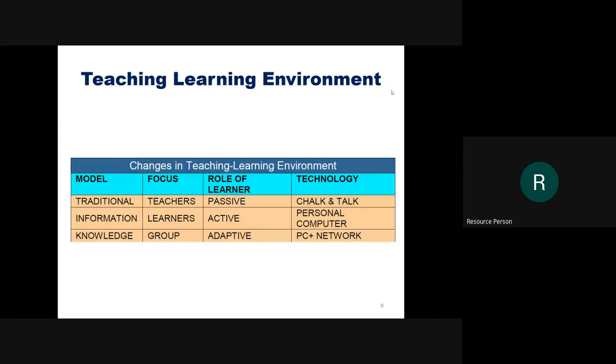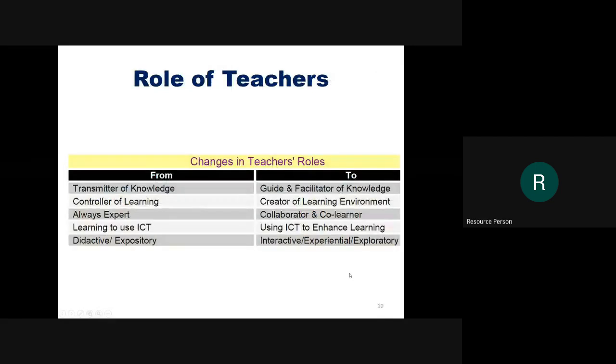That is what changes are happening through the use of ICT in the teaching-learning process. Then, how is the role of the teacher changing? In the traditional model, Guruji was the transmitter of knowledge. If you missed the class of Guruji, you were gone. But it is changing to guide and facilitator of knowledge. In the 21st century, teachers, instead of being transmitters of knowledge, are becoming guides and facilitators of knowledge. Earlier, the teacher was the controller of learning. If you don't attend my class, you are gone. I will control whether you can learn or not. That was the thought process of Guruji.